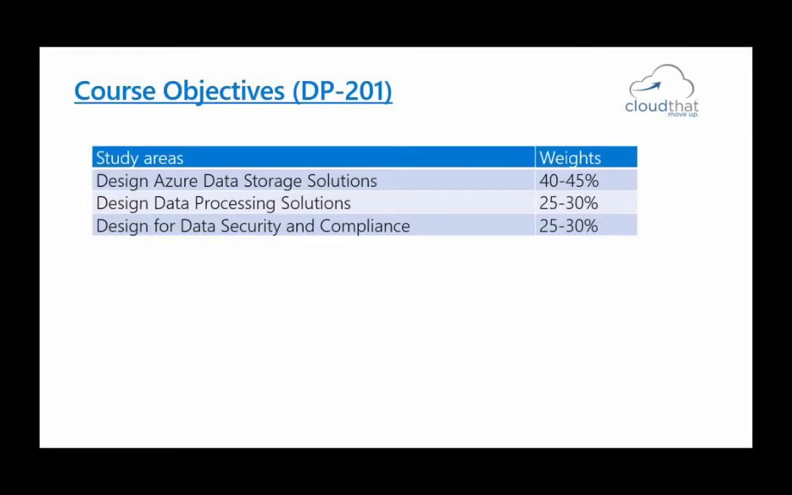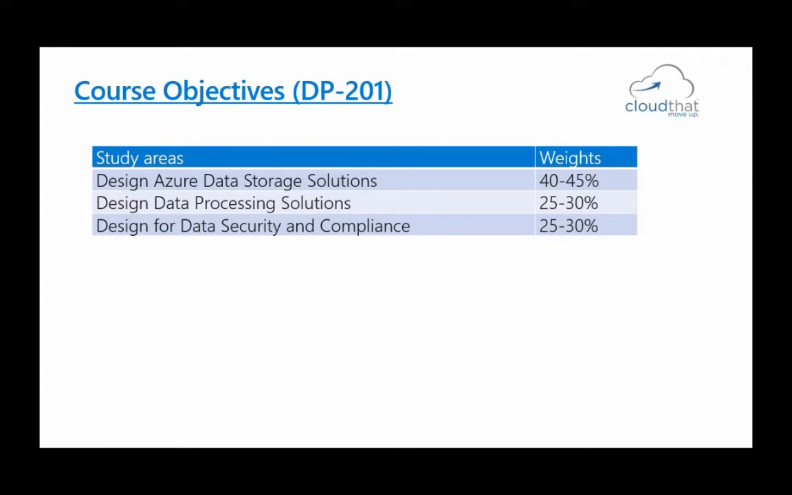The certification focuses on three core areas of judgment, right? The first study area where Microsoft will judge you is your ability, as I stated earlier, to design Azure data storage solutions. The weightage of this study area is approximately 40 to 45%. If you really see, your ability to use relational and non-relational databases, blob storages, Cosmos DBs, SQL servers and Synapse Analytics is a huge part, and a very major part of your examination will be on that area.